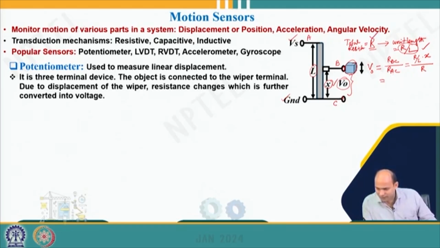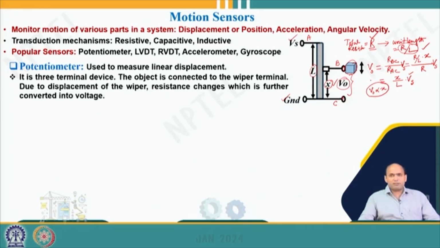So essentially what I can get, V0 I will be getting as simply X by L, and obviously here Vs will be multiplied because Vs is your supply voltage. So X by L into Vs, is not it? Now since in this potentiometer my Vs is the supply voltage that is known to me, L is also the total length of the wire, that is also known. So from there simply I can tell my V0 will be proportional to X, that is the displacement, right?